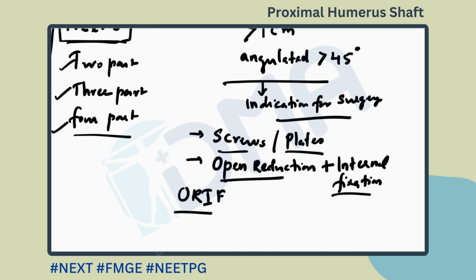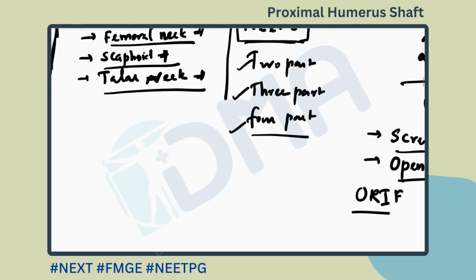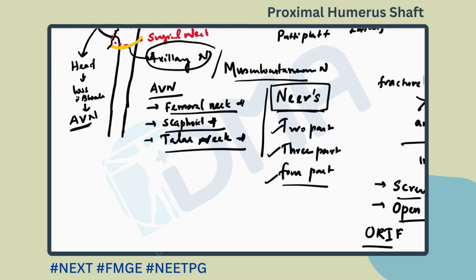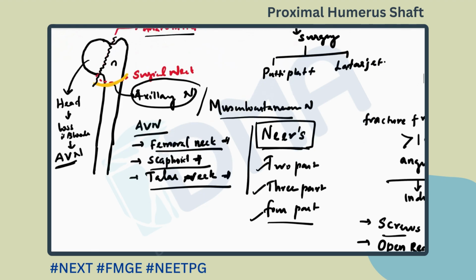Most common way to treat a proximal humerus fracture. Are you clear on this? Fine. So sometimes when you treat this fracture, as I already told you, if it happens at the anatomical neck, it can result in avascular necrosis. Avascular necrosis means what? The head is totally lost. It is destroyed because of loss of blood supply.